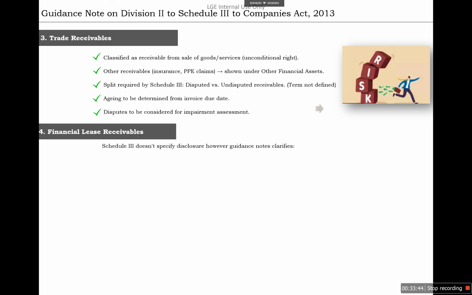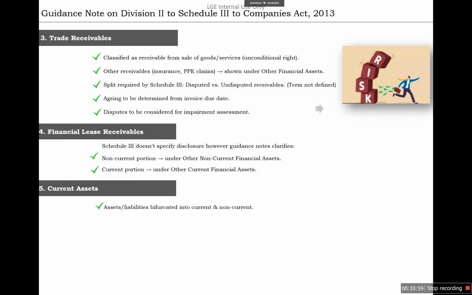So next is financial lease receivables, and Schedule 3 does not specify disclosure. However, the guidance note clarifies that it should be disclosed under current and non-current bifurcation, and apart from it, current assets should be again bifurcated between current and non-current. And what is current and non-current, that will be discussed when we discuss Ind AS 1.